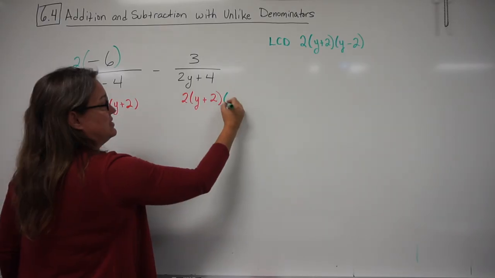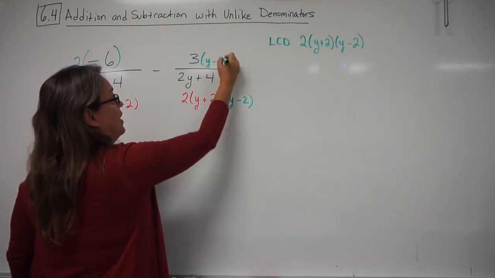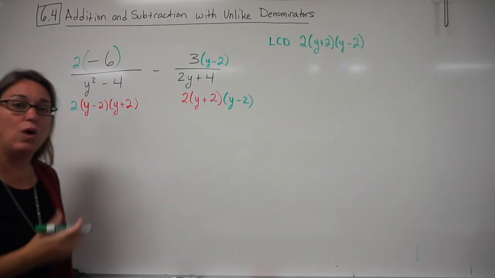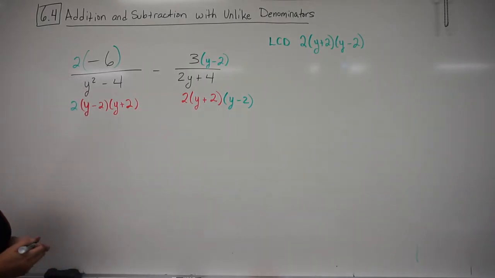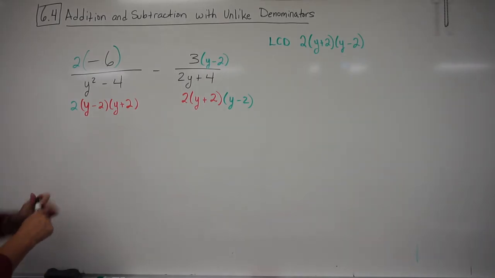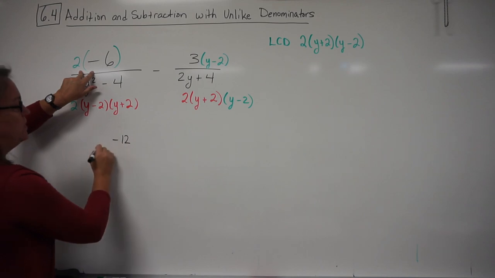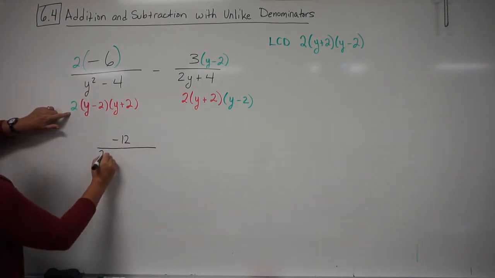This is missing a y minus 2. So multiply the top and the bottom by the same thing, just like you always do when working with fractions. Now it's kind of a mess, but let's pull it together here. 2 times negative 6 is negative 12. This is over our common denominator.